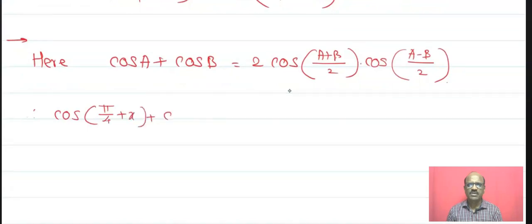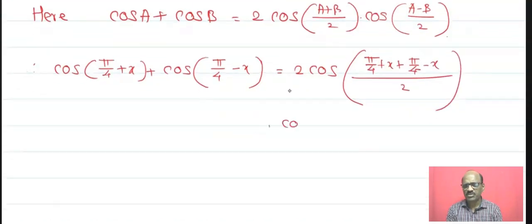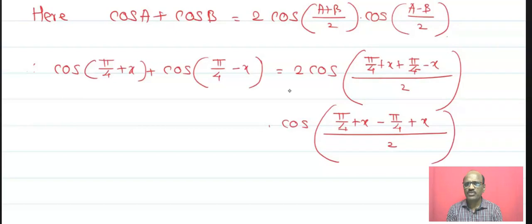That is cos of pi by 4 plus x, cos of pi by 4 minus x, that is 2 times cos of (a plus b) upon 2, which means pi by 4 plus x plus pi by 4 minus x upon 2, and cos of pi by 4 plus x minus pi by 4 plus x upon 2.